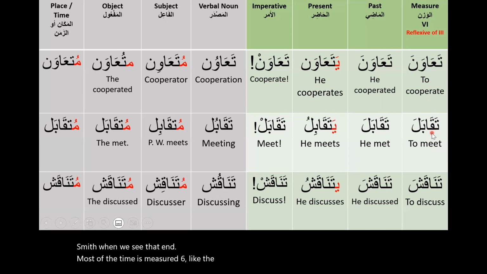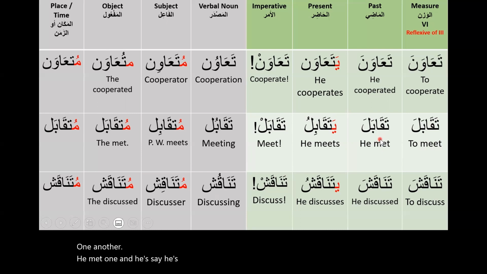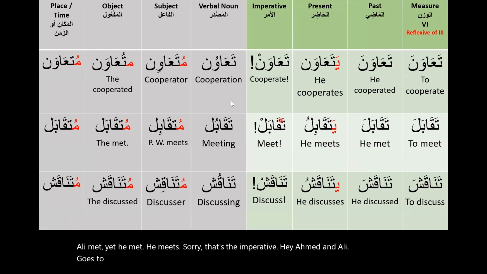Like the action, this action is done collectively and actively by the two parties. And in this case, John and Smith. So تقابل is to meet one another. تقابل, he met Ahmed and Ali met. يتقابل, he meets, sorry. تقابل, that's the imperative. Hey, Ahmed and Ali, تقابل. You guys together meet each other. And then meeting is تقابل.